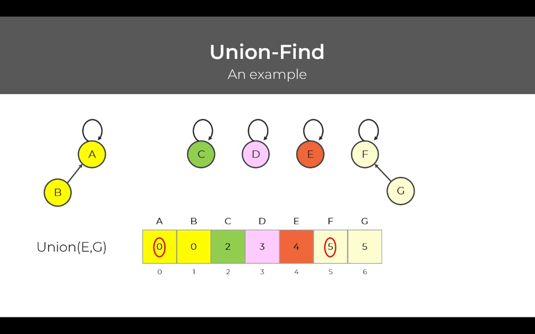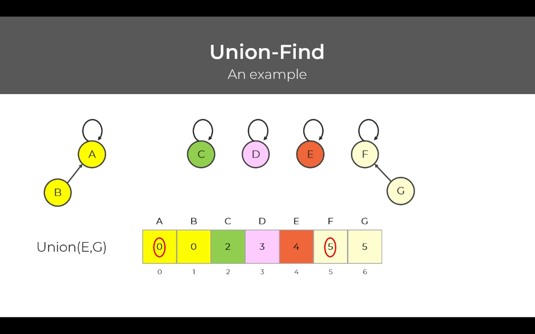I want to do a union between E and G. And here, that's where I need to be more careful. First, I need to find what is the root of J and what is the root of E. So here, it's not difficult to find the root of E, because if the element in the array for the position E is equal to the same index, then that means it is the root. So here, the root of E, the root of that component is 4, E itself.